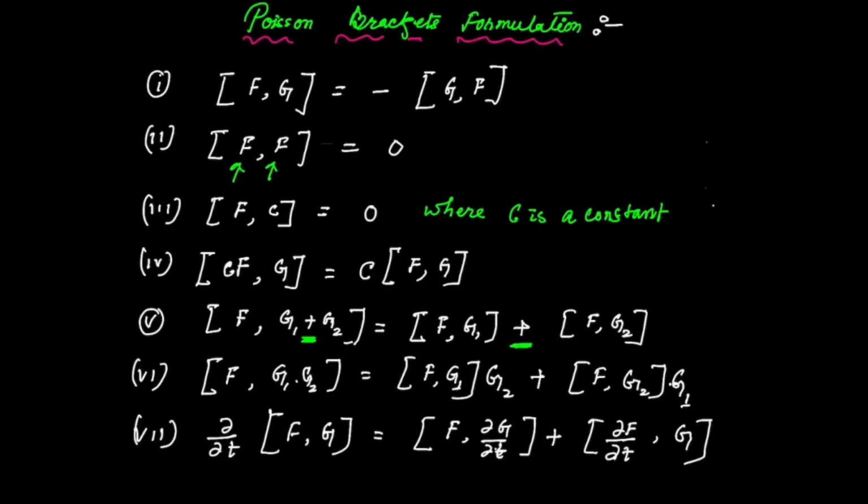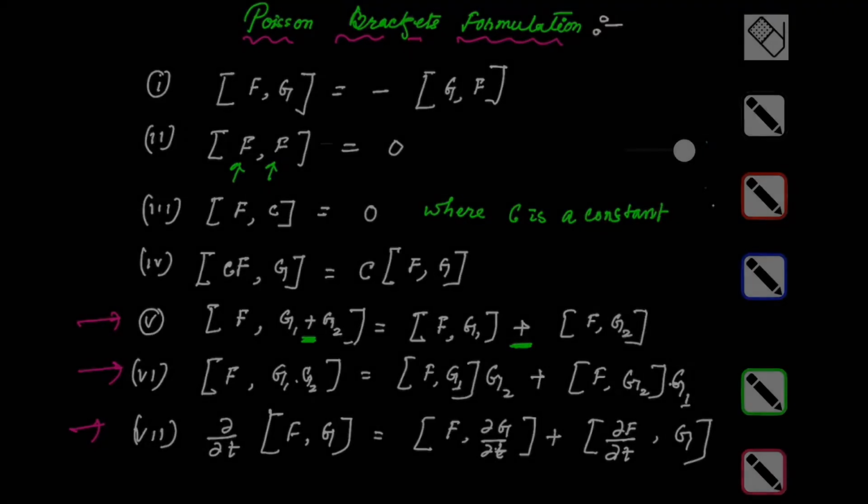Our next topic is Jacobi's identity. In order to prove that identity, we are going to use some relations from here. We have to use this relation and also this relation. These three relations are required to prove Jacobi's identity. So now let us discuss Jacobi's identity.